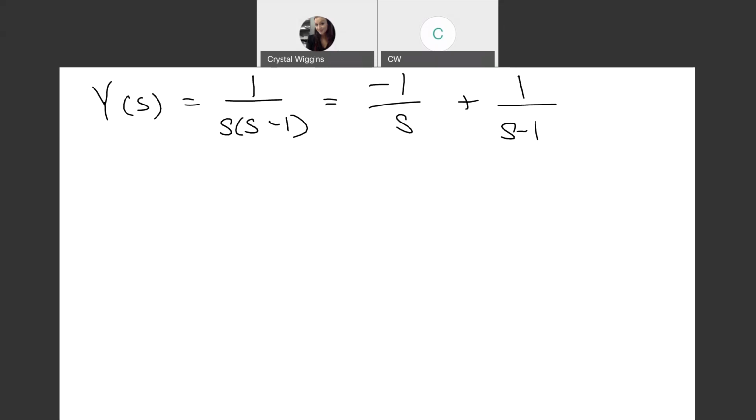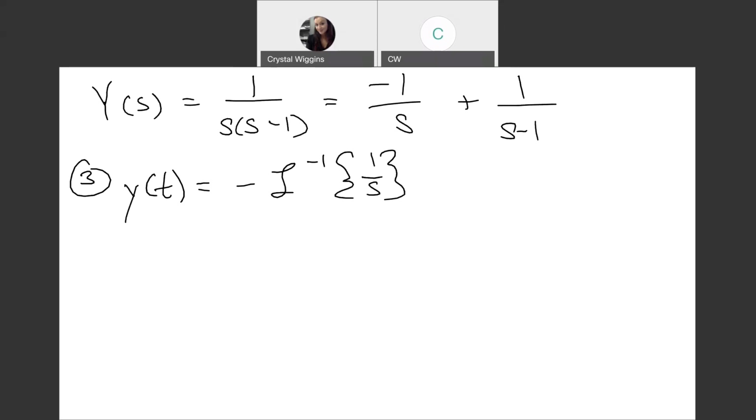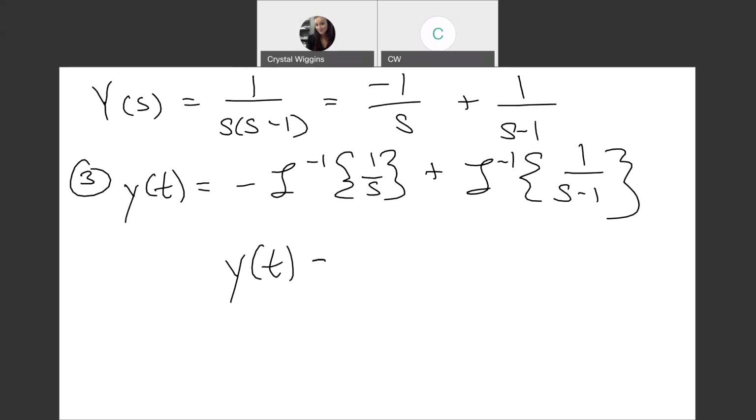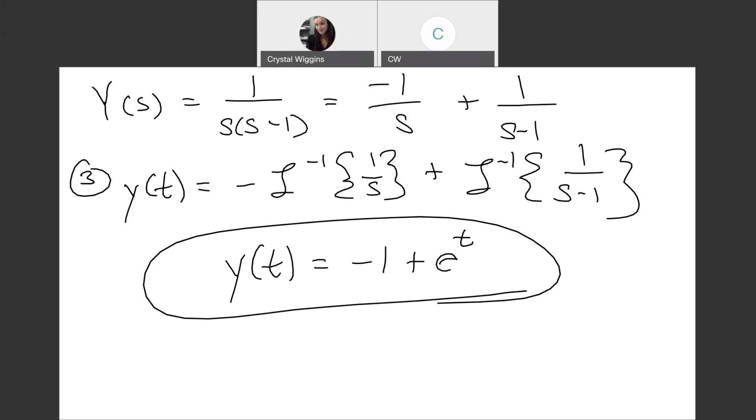So we put this all together and we have the function Y(s) is equal to 1 over s(s minus 1), which we found with partial fractions is negative 1 over s plus 1 over s minus 1. So step 3, to find the solution, y of t, we get negative Laplace inverse of 1 over s plus the Laplace inverse of 1 over s minus 1, which gives us the final result of negative 1 plus e to the t.